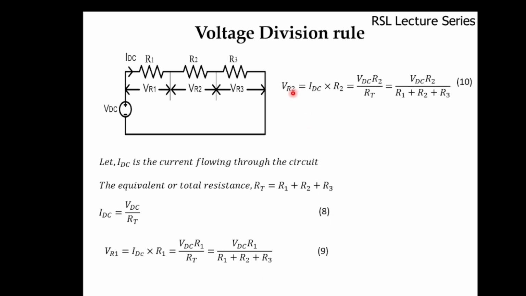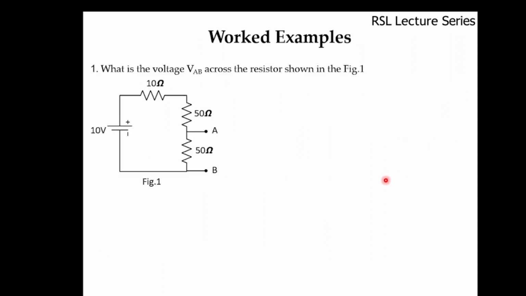So now VR2 is given by IDC into R2. IDC can be written as VDC by RT multiplied by R2, which is VDC into R2 divided by R1 plus R2 plus R3. So VR2 is given by total voltage multiplied by the same value of resistor divided by the sum of all the resistors connected in series. And VR3 is given by total voltage multiplied by the same value of resistor, that is R3, divided by the sum of all the resistors.